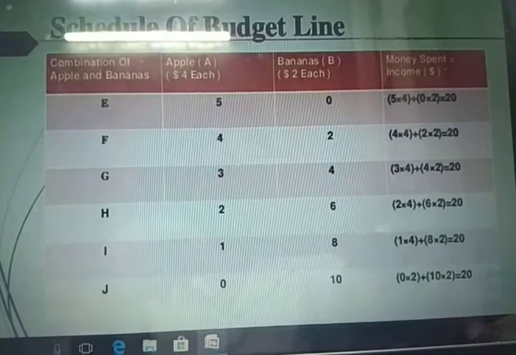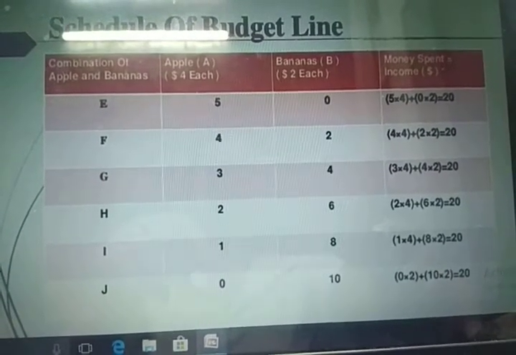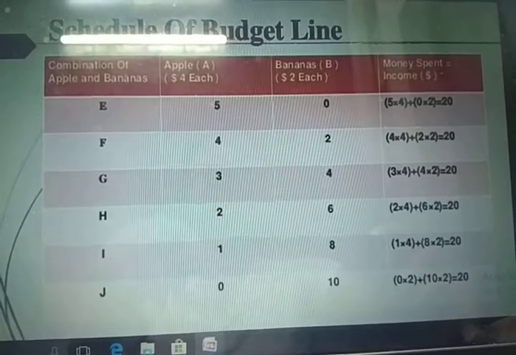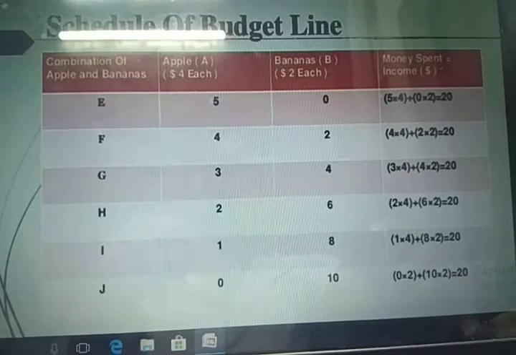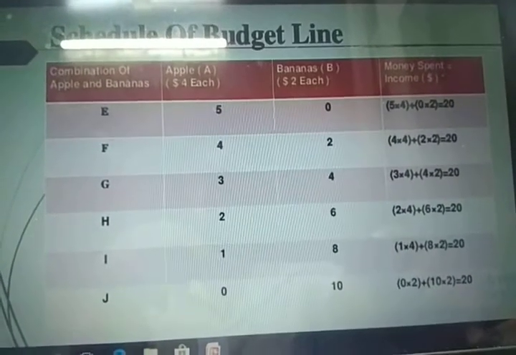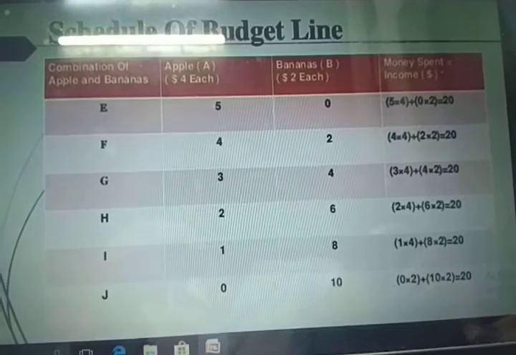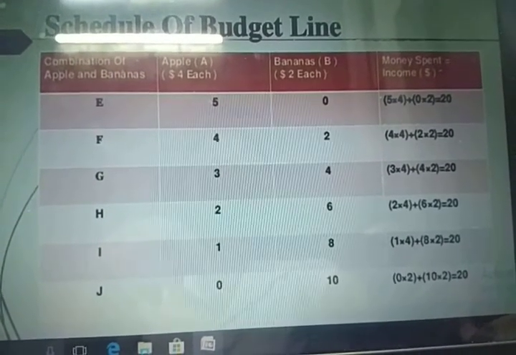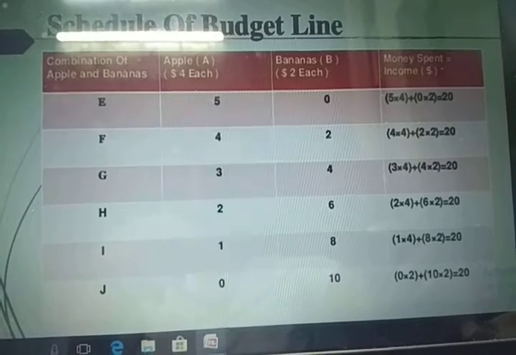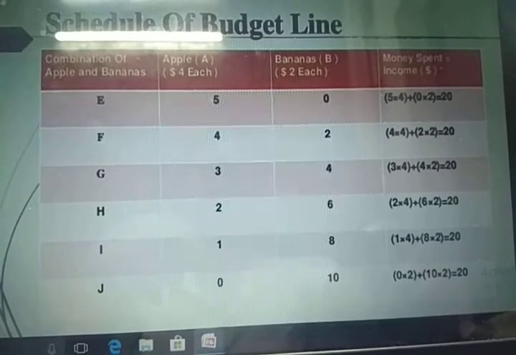At combination G, again, the consumption of apple has decreased by 1 unit. So again, the banana will increase by 2 units, because for each unit of apple, you can get 2 units of banana. And how do you come to know about this? It depends upon the price ratio, which says apple is priced at 4 rupees and banana is priced at 2 rupees.